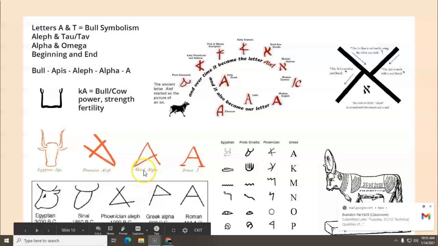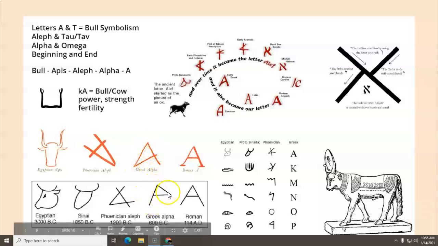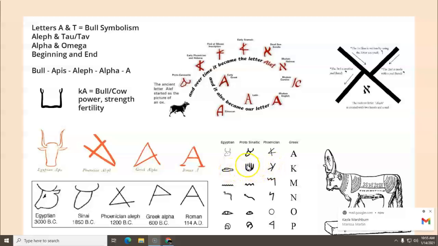And then in Greece, they decided they just kind of need the slanted and one horn. And that was kind of extended in Roman, and that gives us our letter A. And if you look on the side here, you can see how other things kind of became the hand, the upright hand on the side where it's simplified, and then to the letter K.